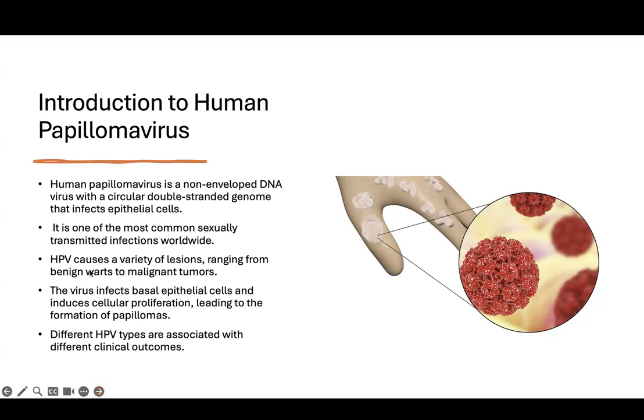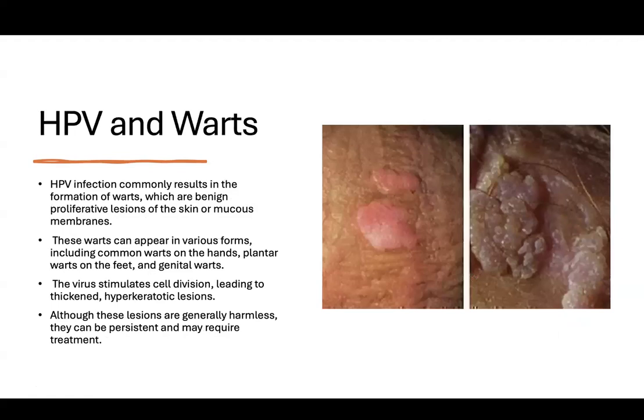These could be warts, these very annoying structures, which I'll show you some pictures of, or it can be tumors. What makes HPV give you either warts or malignant tumors depends on the type of HPV, because there are many different types. We call them low risk and high risk. Low-risk ones are the ones that can cause warts.